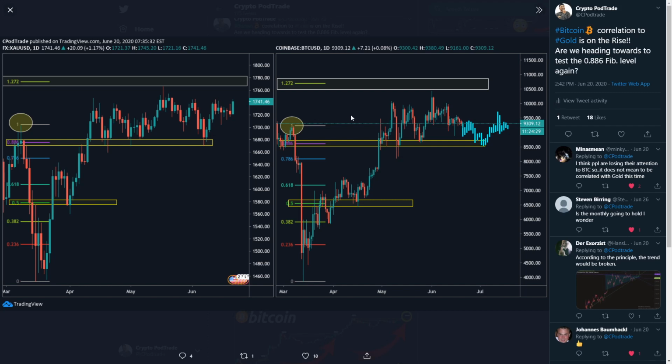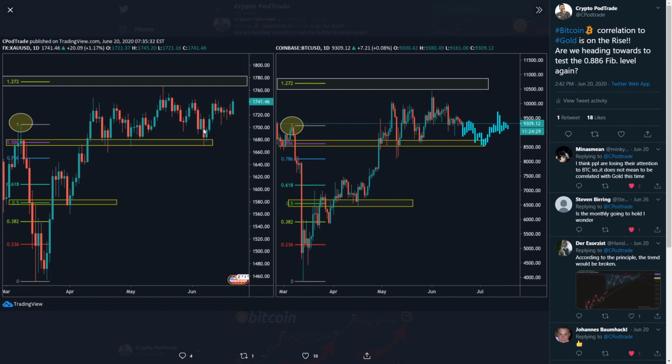Guys, we said very clearly that the Bitcoin correlation to gold might be on the rise. So are we heading towards testing the 0.886 Fibonacci level again? Because according to this analysis, since we were following a pretty similar move, there was a possibility of price retesting this 0.886 Fibonacci retracement level. When we did this video, price was around this 9,300 level, as you can see here, right? And we said maybe there is a possibility of price retesting this 0.886 Fibonacci retracement level, which is around this 8,500 to 8,600 level.